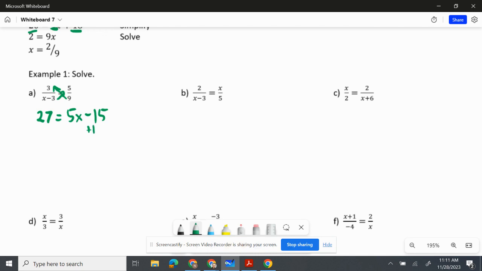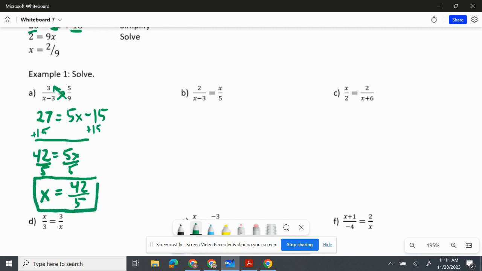I'm going to add the 15, and when I add the 15, what I get is 42. So 42 equals 5x. So I'm going to divide by 5, and I get x is equal to 42 over 5. Now, once again, that's another linear equation. Let's look at the next one.